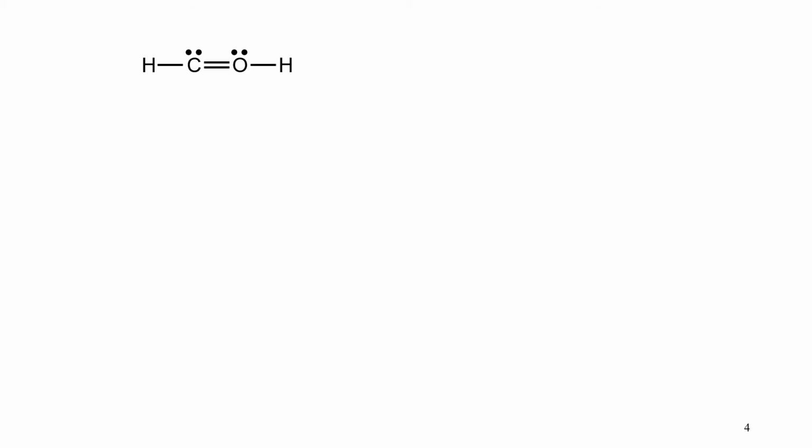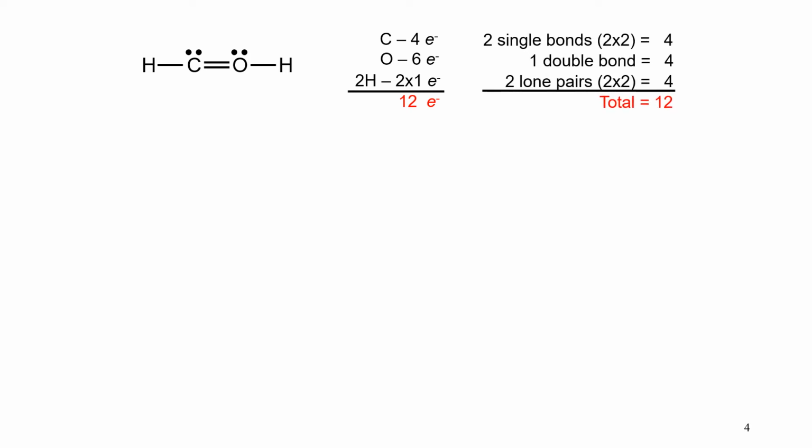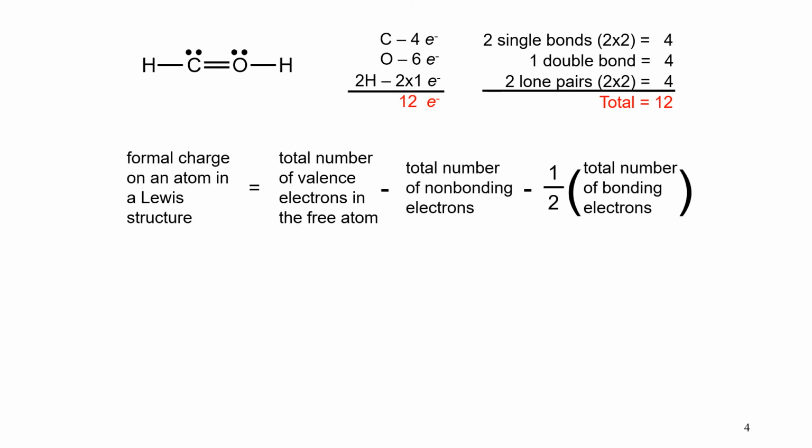So we're going to look at each of these individually. So we have completed the Lewis structure for formaldehyde. There were 12 electrons. Those have been distributed. And now we're going to calculate formal charge.